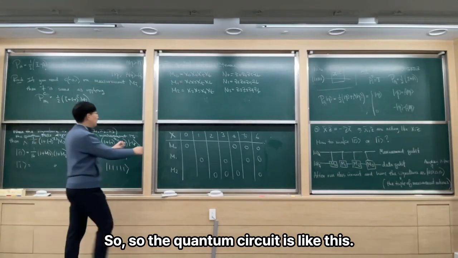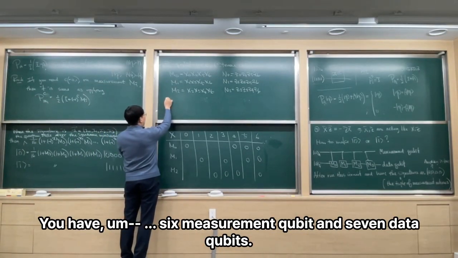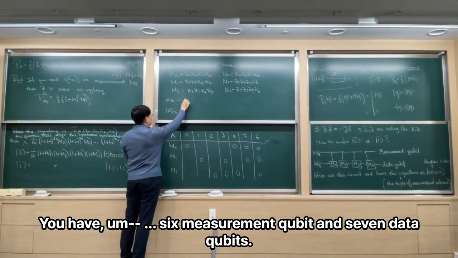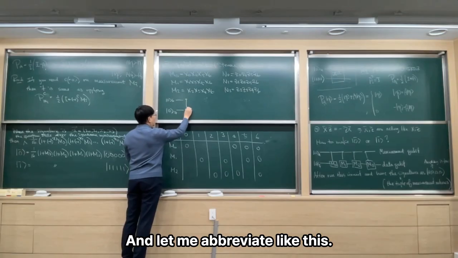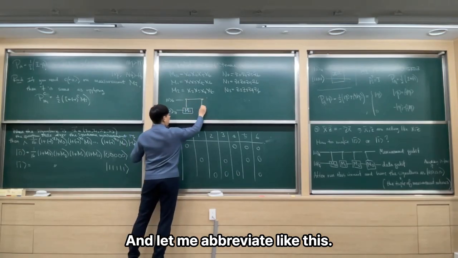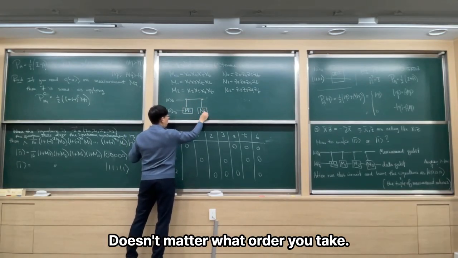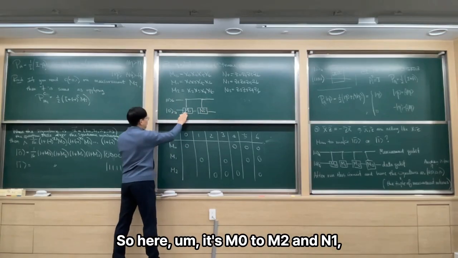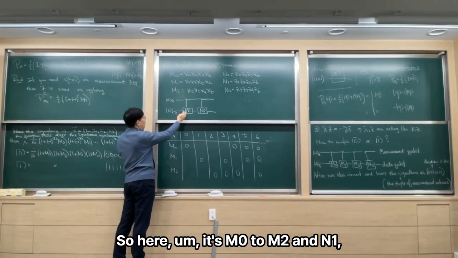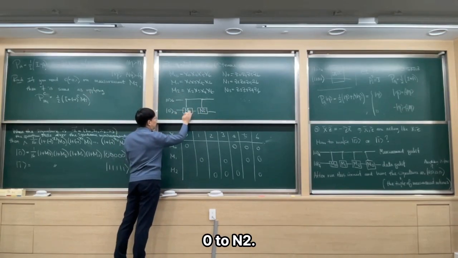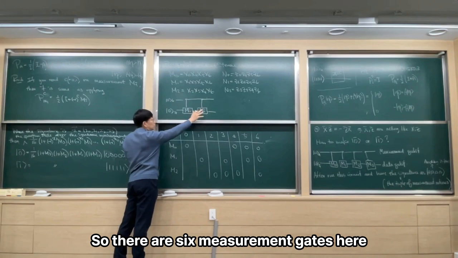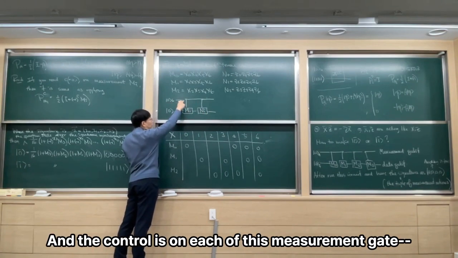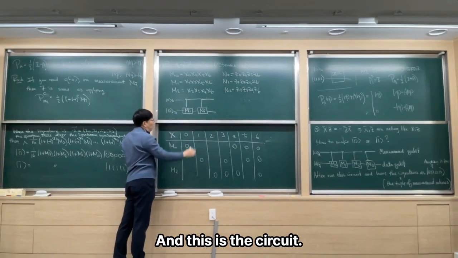Now, how do we use this? The quantum circuit is like this. You have 6 measurement qubits and 7 data qubits, and let me abbreviate like this. It doesn't matter what order you take. So here it's M0 to M2 and D0 to D6. There are 6 measurement gates here because of the 6 measurements here. And the control is on each of these measurement qubits. And this is the circuit.